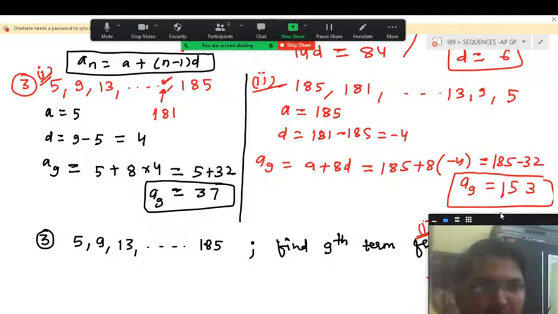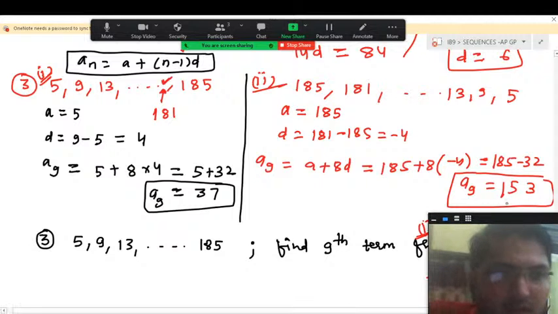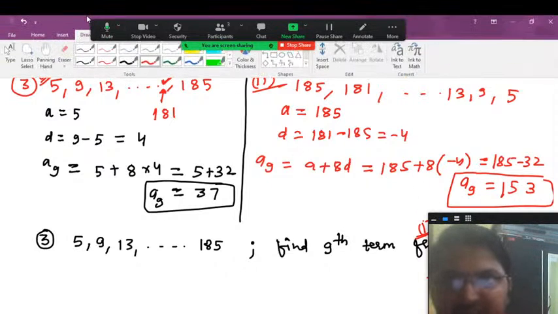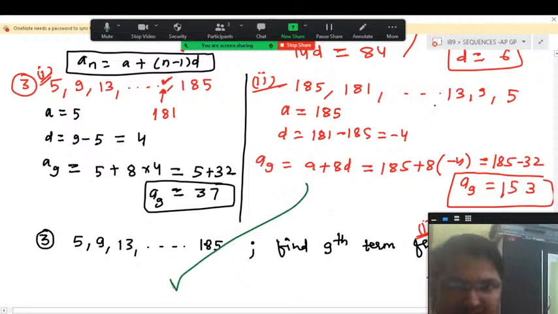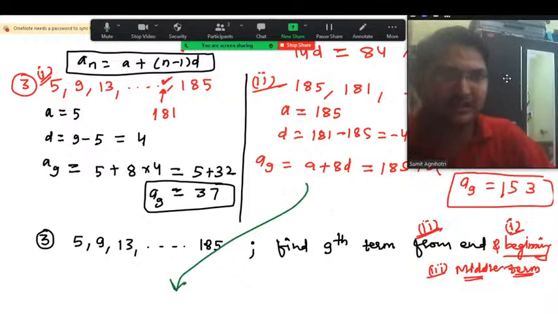Are you okay with this solution? Okay, very good. One more way that we can apply here as well is the formula method. We can remember the formula for nth term from end of an AP, and I'm applying this formula here.